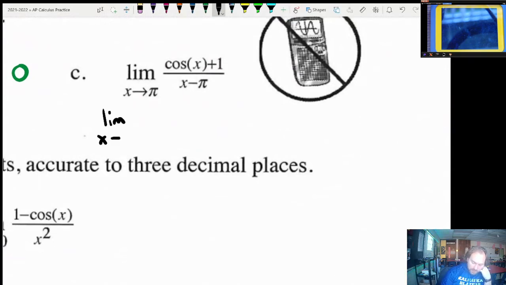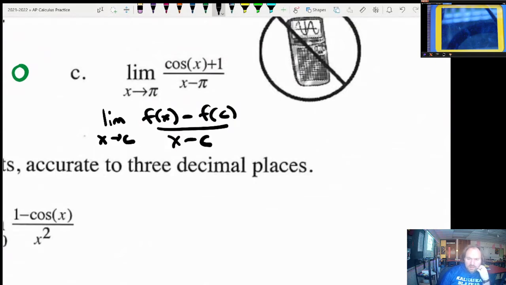The limit as x approaches c of f of x minus f of c over x minus c. That is the other version, the formal definition of derivative. If you see that version in here, this problem is actually really simple, because this would equal f prime of x, is basically how the formal definition of derivative is.